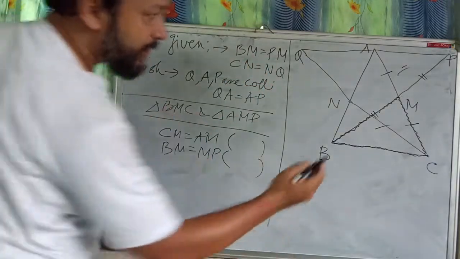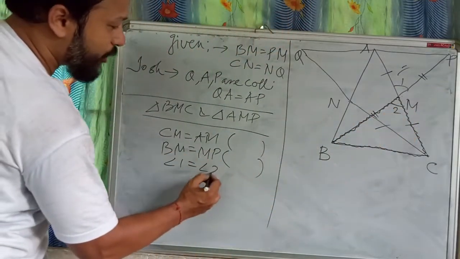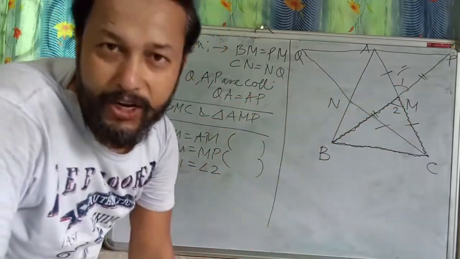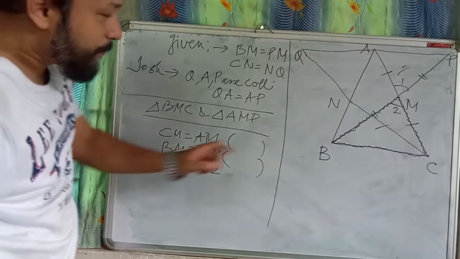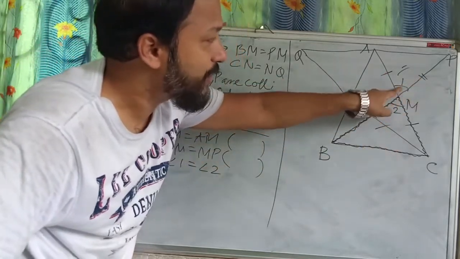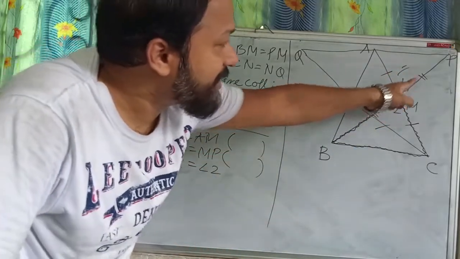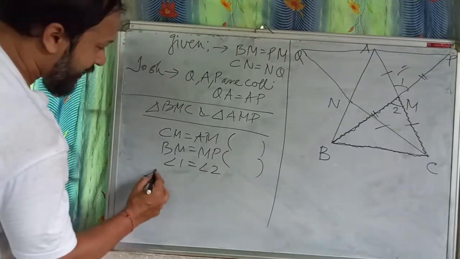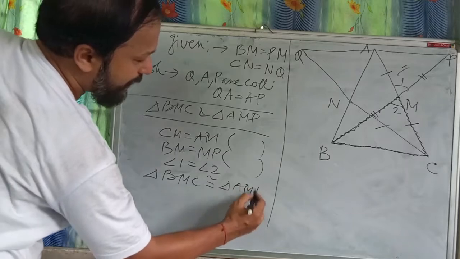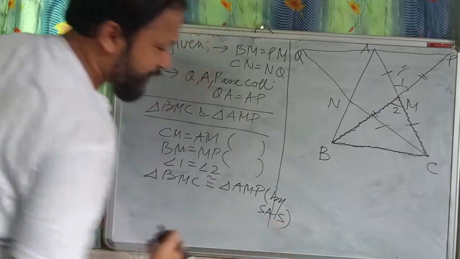And this angle equal to this angle. Angle 1 equal to angle 2. How? Obviously vertically opposite angles. So we have seen this equal to this, this equal to this, and this angle equal to this angle. So these two triangles are congruent by side angle side criteria. So triangle BMC is congruent to triangle AMP.